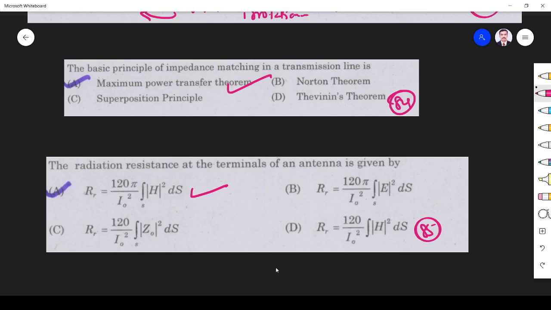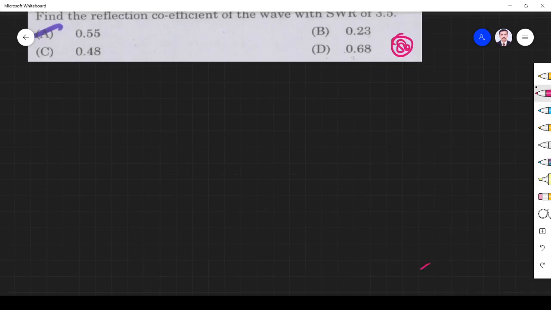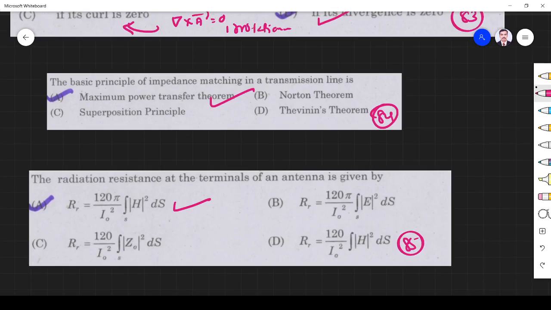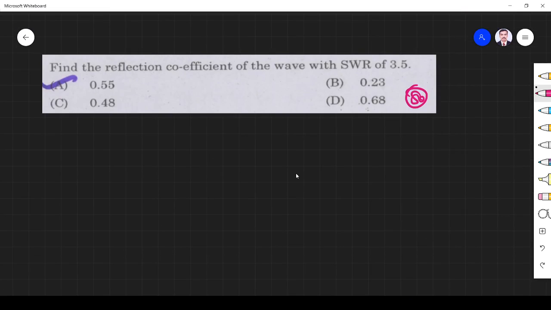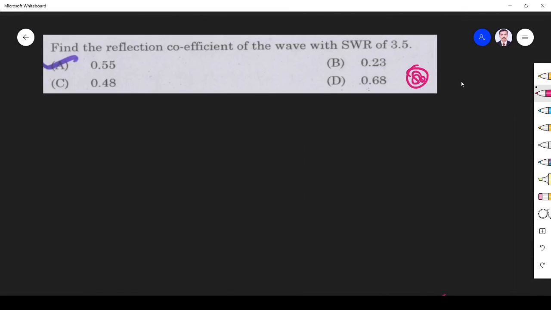Next question is question number 86. The reflection coefficient of the wave with VSWR 3.5. So S is equal to 3.5. Right, that's what they have given.